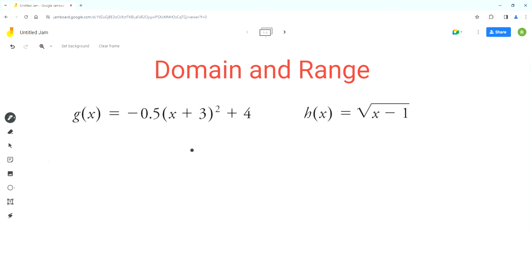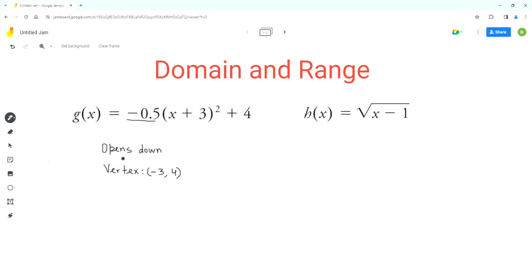So the first thing we know about the parabola from this function is that the parabola opens down because the a value in this equation is negative. A value is negative 0.5. Now also we can find out the vertex of this parabola. So the vertex of this parabola is negative 3, comma 4. So we change the sign of the number in the parentheses.